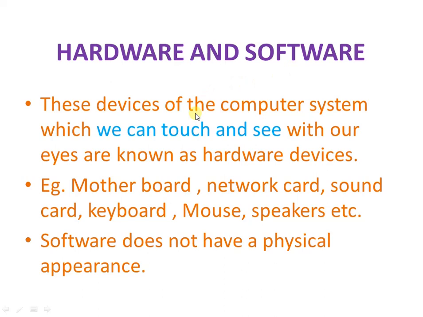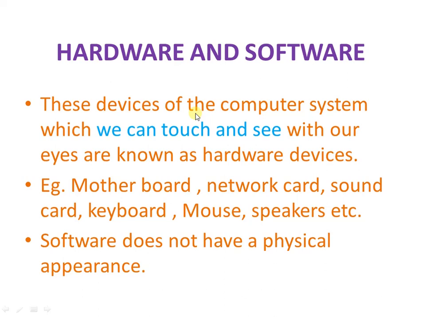Hardware are those devices which we can see and touch. All those devices which we can see with our eyes and touch are known as hardware devices. अब क्या एग्जांपल हो सकते हैं? Examples are motherboard, network card, sound card, keyboard, mouse, speakers. These all devices we can see with our eyes as well as touch. So these all devices are known as hardware devices.